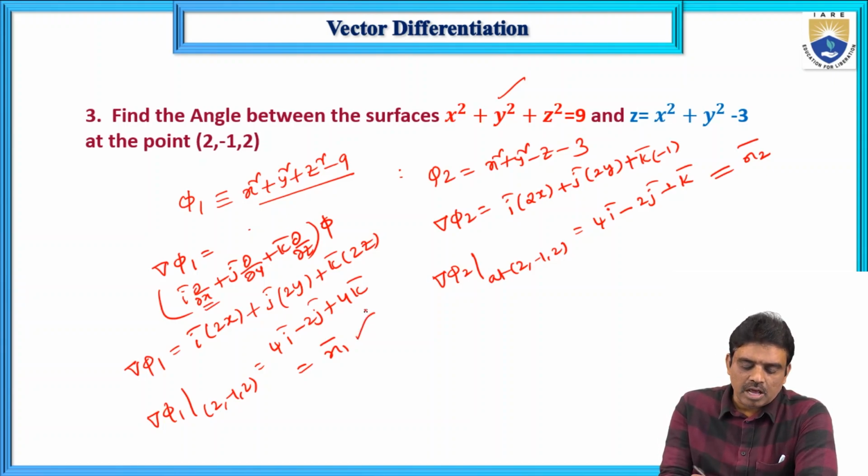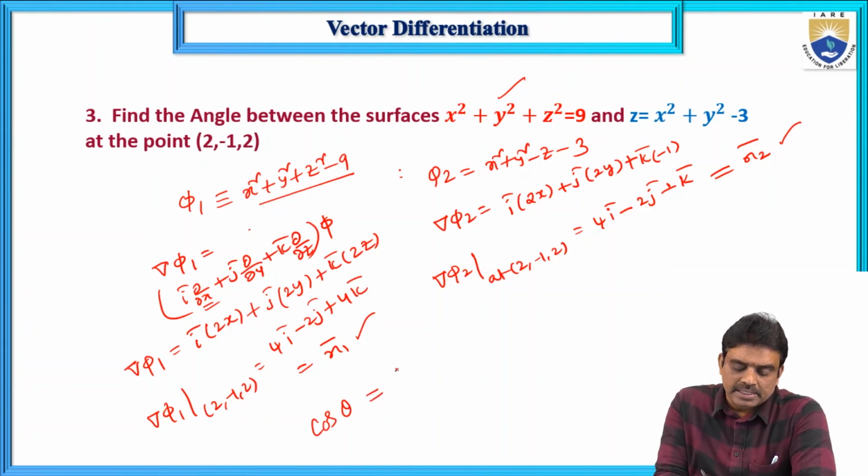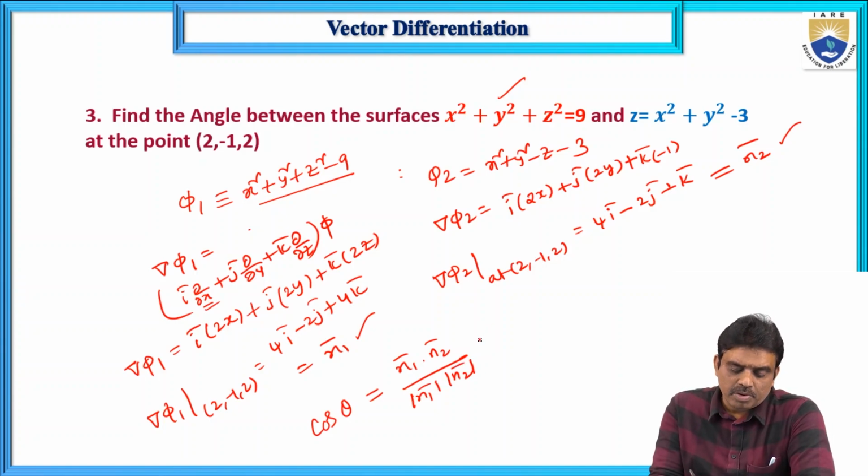So this is the first normal vector, this is the second normal vector to the corresponding surfaces. Then to find the angle between the two vectors, I can use the formula cos theta is equal to n1 bar dot n2 bar by magnitude of n1 bar into magnitude of n2 bar. So what is n1 bar here?